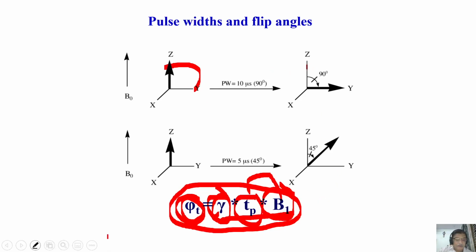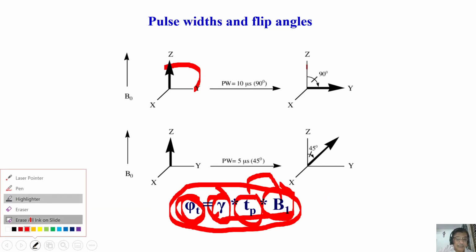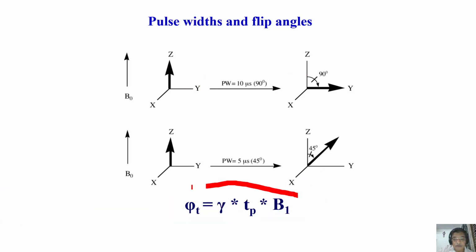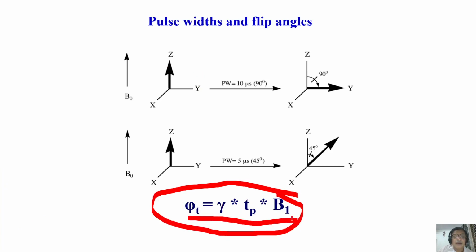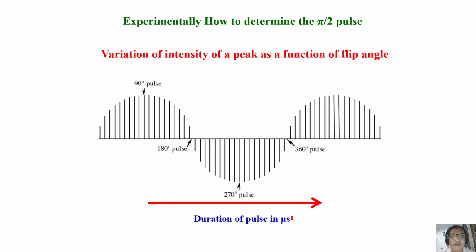So remember, important thing, how do you calculate the pulse? Which angle of the pulse? The flip angle of the pulse is given by gamma Tp times B1. This equation is very important to calculate the flip angle. Now, experimentally, how is it done? The variation of the intensity of the peak as a function of flip angle is monitored. How is it monitored? Look at this.